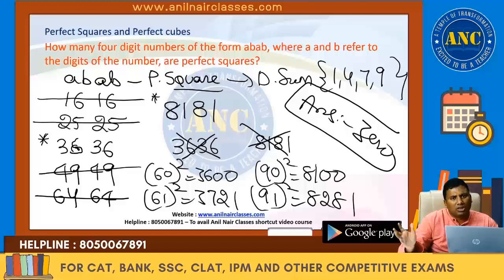Method 1, method 2. Method 1 is checking 10a plus b, can it give you 101? It cannot give you because a and b are digits. The maximum value a digit can take is 9. 10a plus b maximum value is 99.